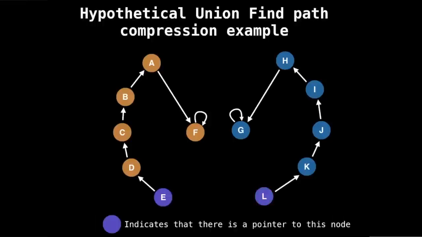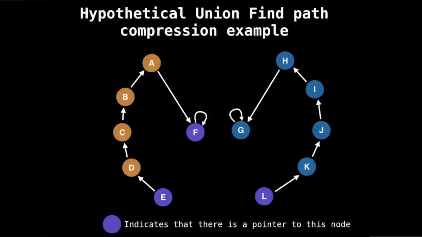Well, we would have 2 pointers that start on E and L, and what we would want to do is find the root node of E and find the root node of L, and then get one of them to point to the other. But with path compression, we do that, but we're also going to do something else. So let's start by finding the parent node of E. E's parent is D, and then D's is C, C to B, and B to A, and then A to F. So we found the root node of E, but with path compression, here's what we're going to do.